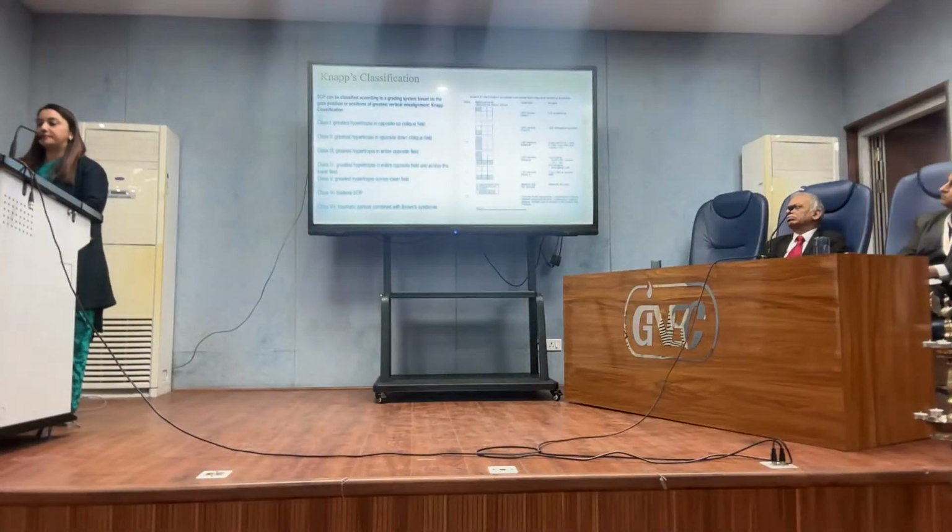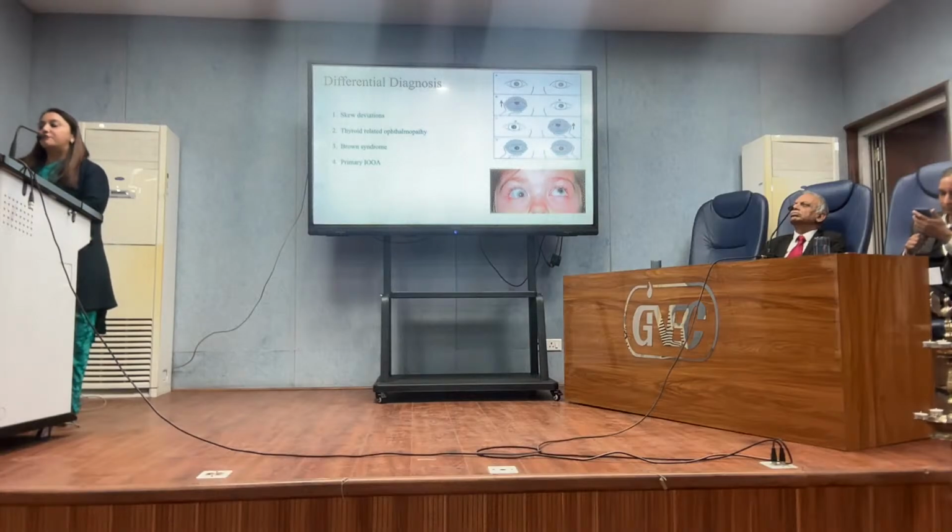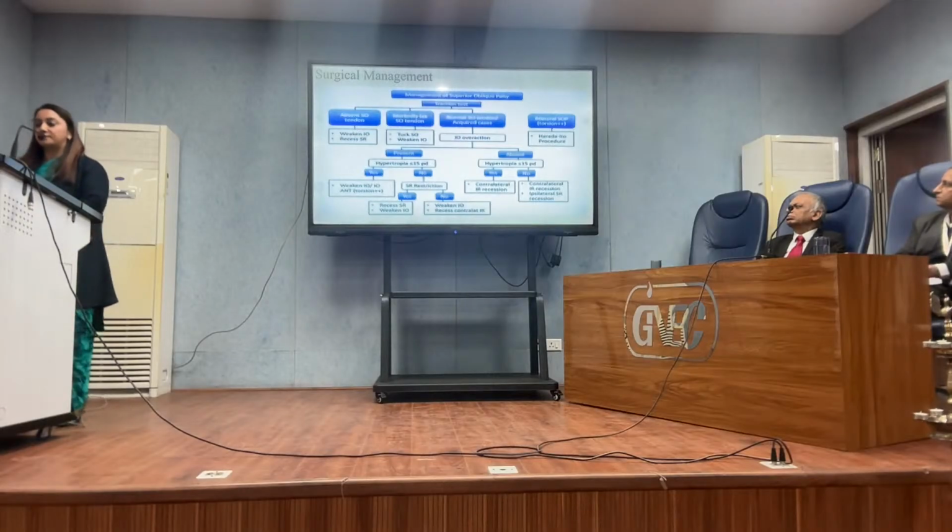This palsy may develop in the previously unaffected eye and might be present in 5% of cases undergoing surgery for superior oblique palsy. NAPS has given a very useful classification, classified into 7 classes as per the gaze position of greatest vertical alignment, and this can be very handy in the surgical planning. A few of the differential diagnoses could be skew deviations, thyroid-related ophthalmopathy, Brown syndrome, and primary inferior oblique overaction.